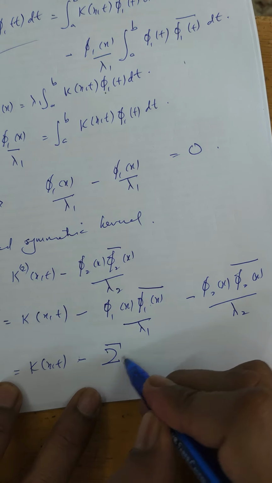And number 2, this process can be continued indefinitely, and there are infinite numbers of eigenvalues and eigenfunctions.